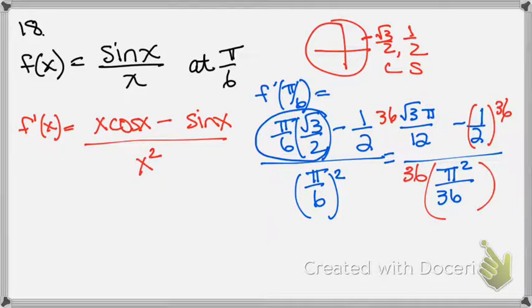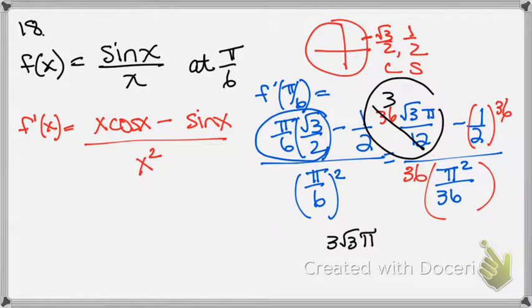Okay? So now what's left, 36 divided by 12 is 3. So this whole term turns into 3 root 3 pi minus, over here 36 divided by 2 is going to be 18. So minus 18. On the bottom, the 36's cancel, and I get pi squared.